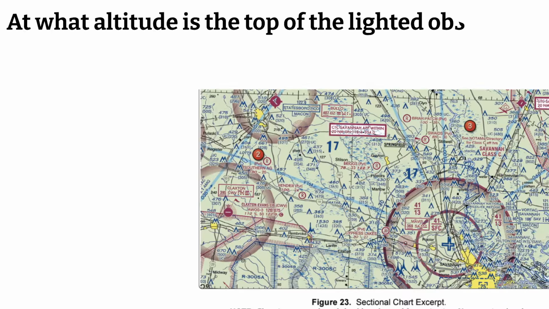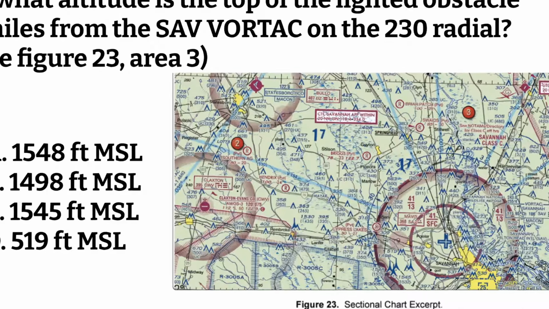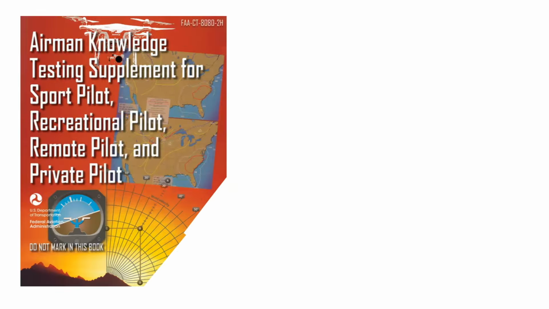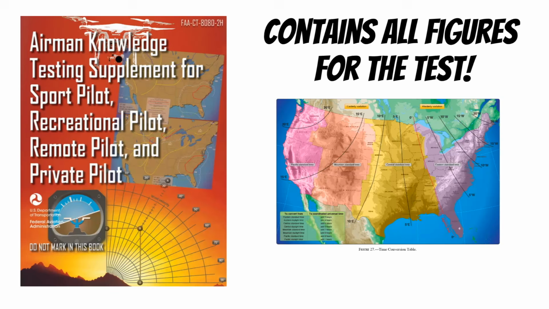Okay, next question. At what altitude is the top of the lighted obstacle 7 miles from the SAV VORTAC on the 230 radial? See Figure 23, Area 3. Now for this one, you do have to use the figure. And by the way, you can download the FAA's testing supplement for free from the FAA's website. And that has all these figures in it.